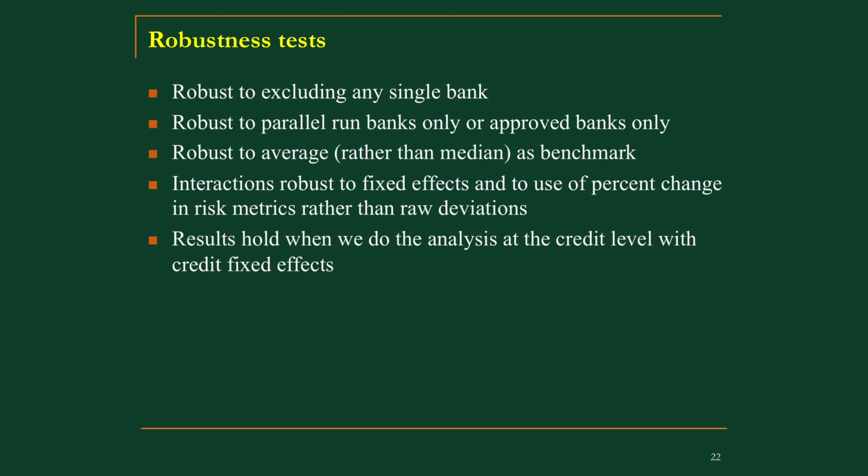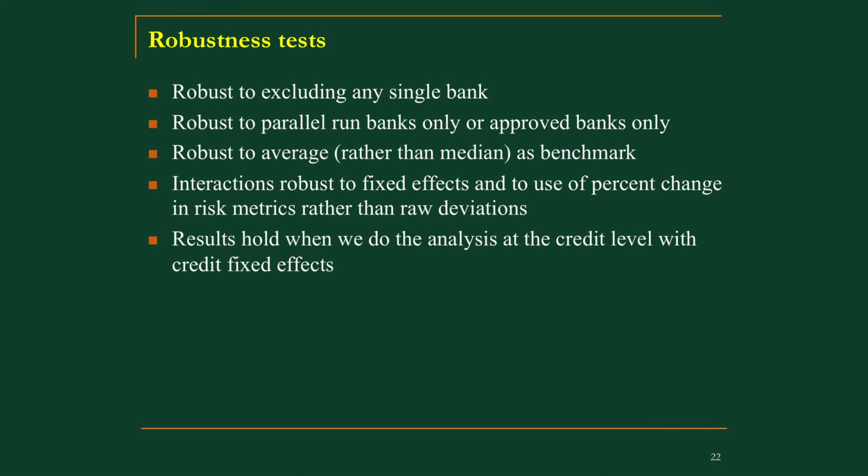A couple of words on robustness. So, several tests that we do. As I said, we run the results excluding any one bank at a time just to make sure that no single bank drives the results, and it still stays. Results are also robust when we keep just the parallel or the non-parallel run banks, and when we use the mean as opposed to the median, so the difference vis-a-vis the mean reported for the syndicate as opposed to the median.